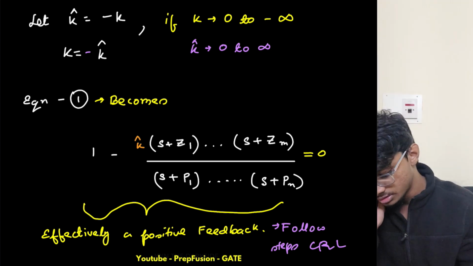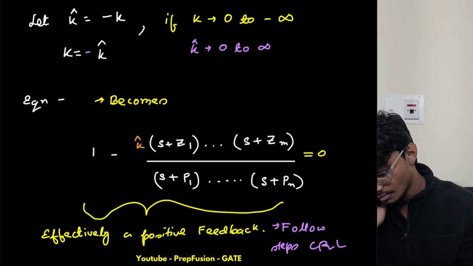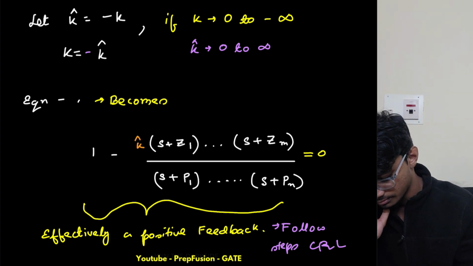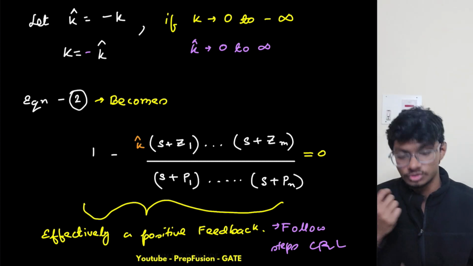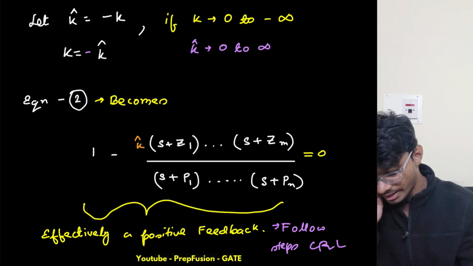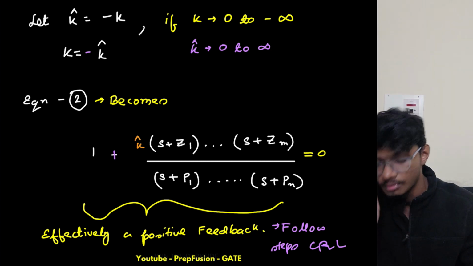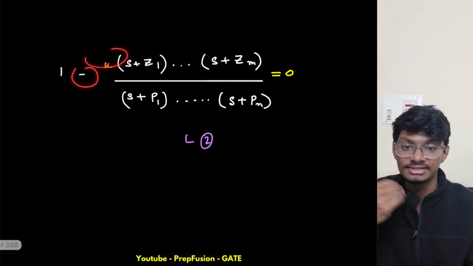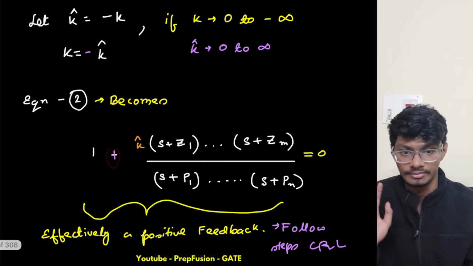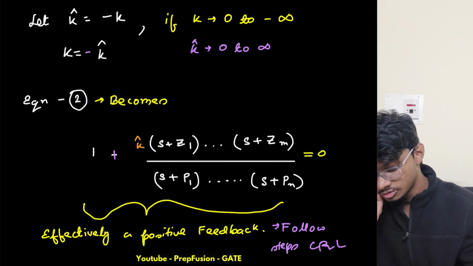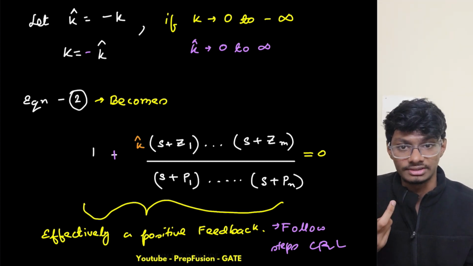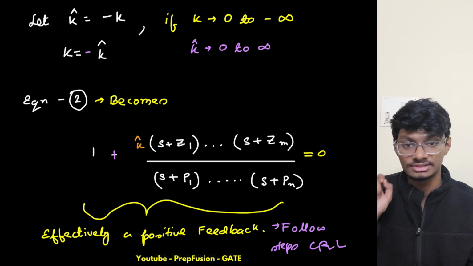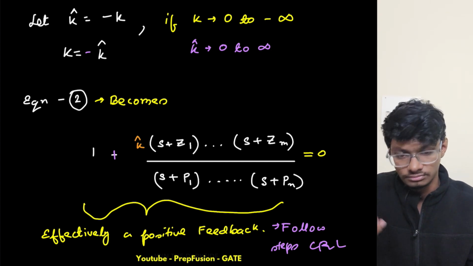Now what does my equation 2 become? So equation 2, instead of minus this time, becomes plus, right? Because I already had a minus over here and I replaced it with minus k hat, this becomes plus. So if this becomes plus, what does the characteristic equation look like for this type of system, right?